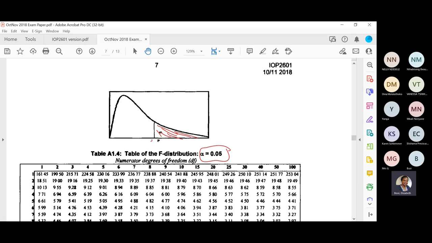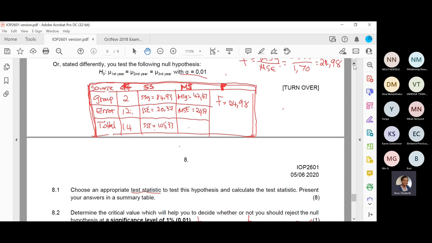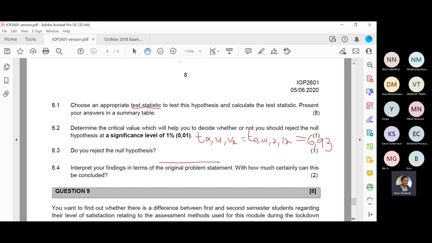So if this is our critical value of 6.93, what was the test statistic that we got? We got a test statistic of about 24.98. So we can make a decision based on that. This is your critical value, because that will be your F critical value. So anything that falls here, this is our decision rule, we reject the null hypothesis.